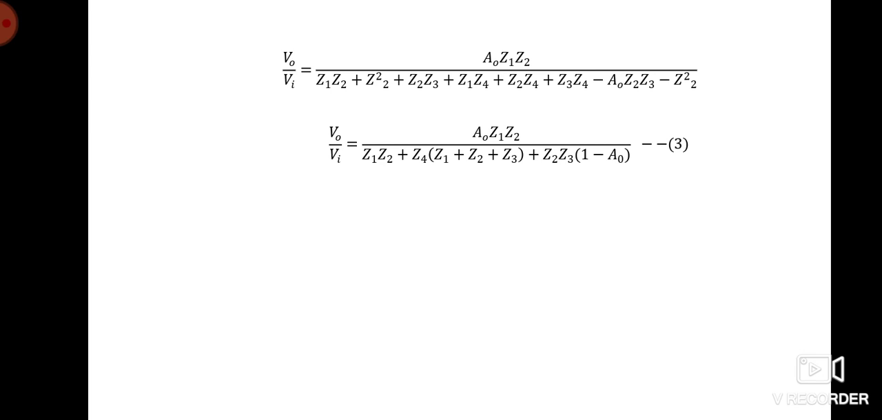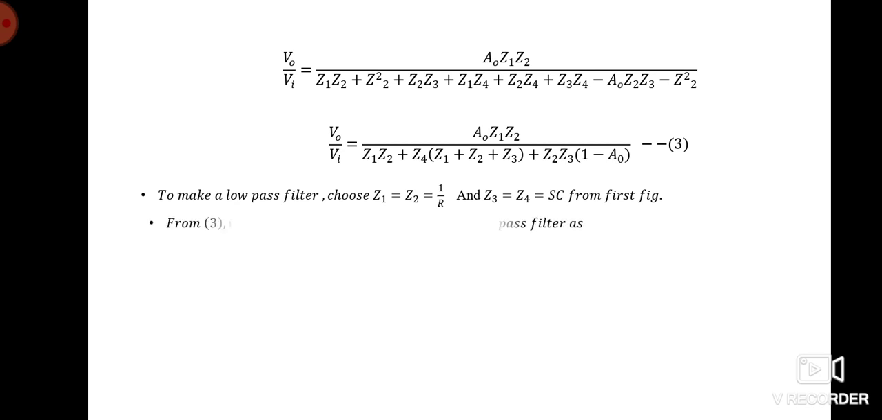I am just marking this equation as equation 3. Here, to make a low pass filter, since we are just doing the calculation by using the general circuit diagram, there is a general second order low pass filter. To make the second order low pass filter, I am choosing Z1 = Z2 = 1/R, and also Z3 = Z4 = SC from the first figure.